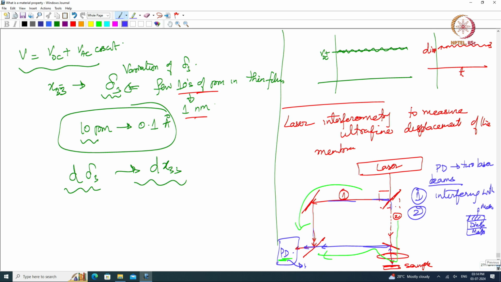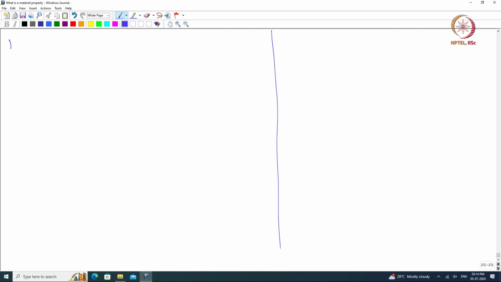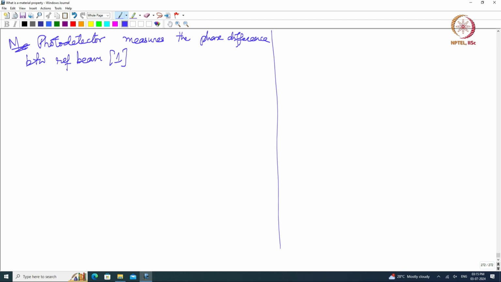right. So the photodetector measures the phase difference between the reference beam, which is beam 1, and the sample interacted beam, the beam that has gone and seen the sample, that is beam 2. Okay. Now, what is happening to the sample? The sample itself is vibrating up and down, right. So it is going up and down, up and down, up and down, right.